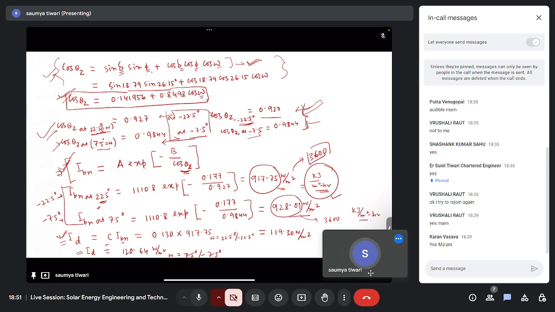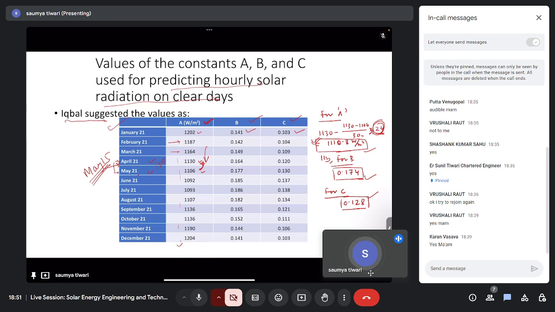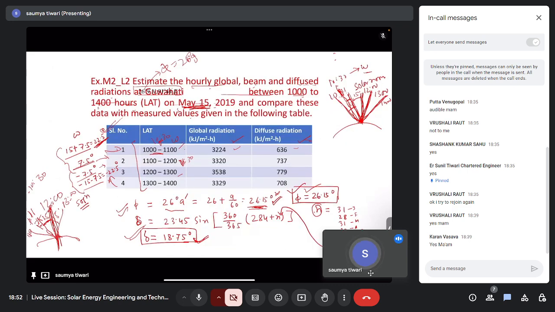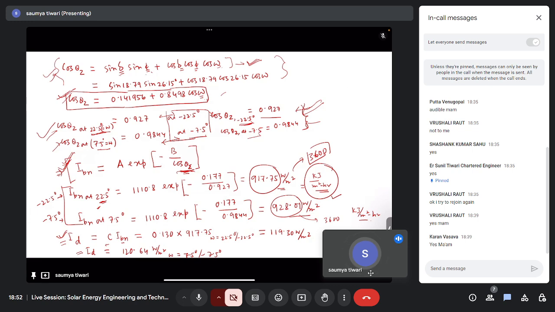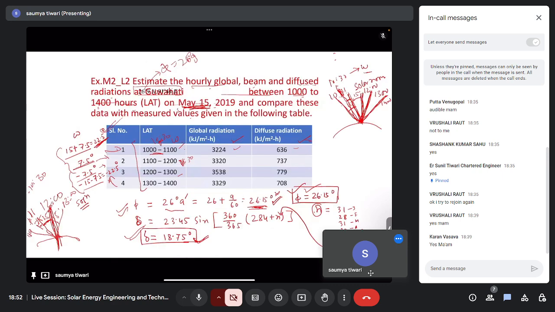Now you can put back into the equation. If you remember the formula, IBN equals a e to the power minus b cos theta z. Okay, so we know the value of cos theta z. We have to see the parameters a and b values. The location is Guwahati, right?